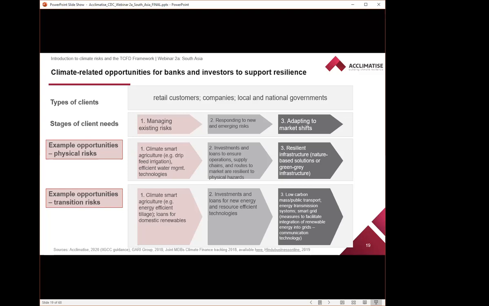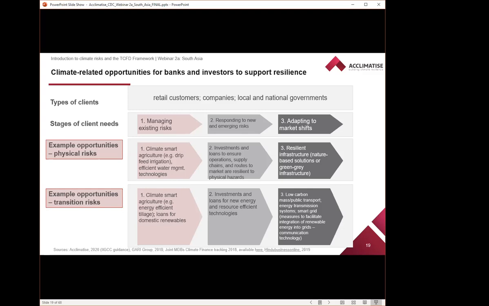So you can look at opportunities across a wide range of clients who are at various stages, and that includes clients who are managing current risks, clients who are responding to new and emerging climate risks, or clients adapting to broader market shifts or transitions. For physical risk clients who are already experiencing physical hazards and managing them will need investment in things like climate smart agriculture technologies, including drip feed irrigation.